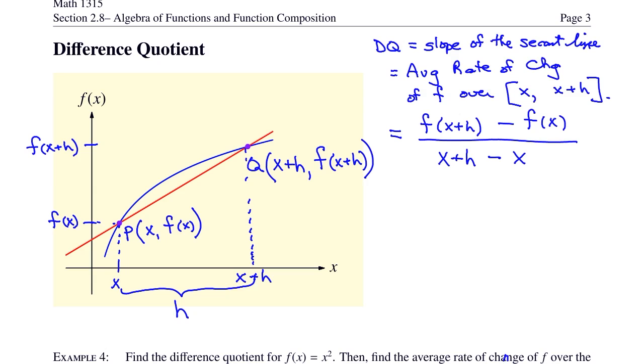There's one little bit of simplification that we can do. Notice that in the denominator we have x minus x, so we can get rid of the x's. But other than that, this has to stay. You can't subtract the x's from the top because they're being evaluated under a function f. So there is the difference quotient.